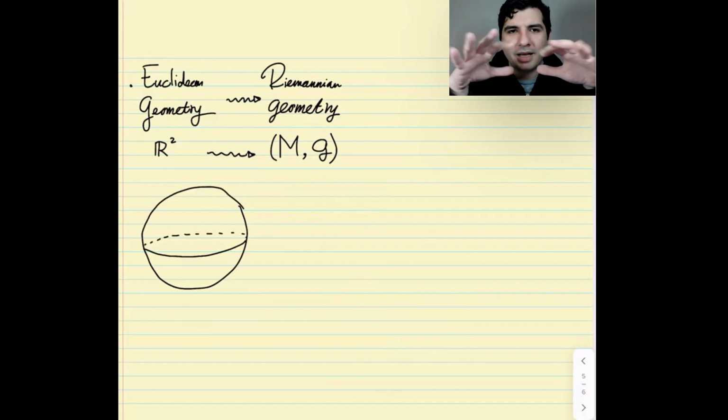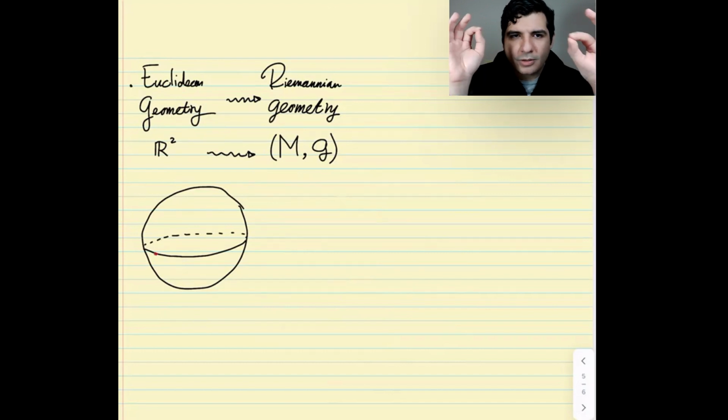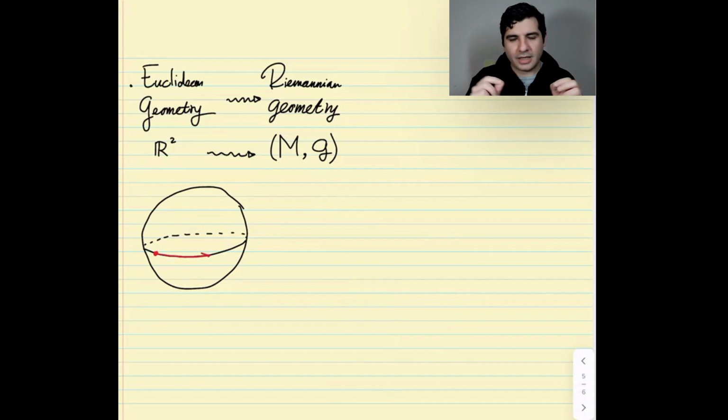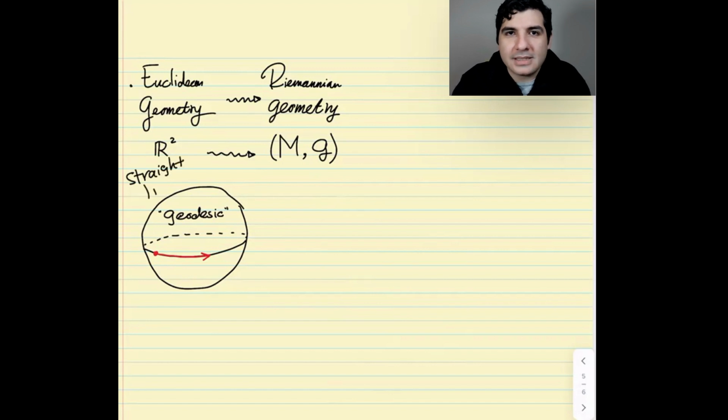Think about a sphere, like the surface of the Earth. Suppose you're at that red dot. Suppose you want to walk on a straight line. That red curve feels like a straight line when you're walking on the surface of the Earth. Although the Earth itself is curved, when you are on that point, walking on the surface of the Earth, it feels to you like you're walking on a straight line. That is what is known as a geodesic. Geodesics are essentially the generalization of straight lines in Riemannian geometry.